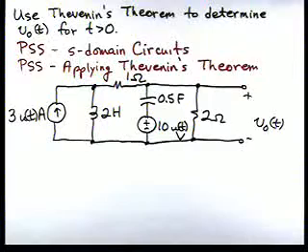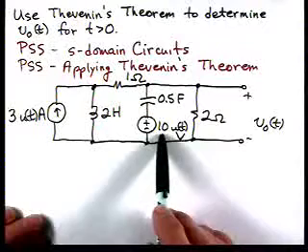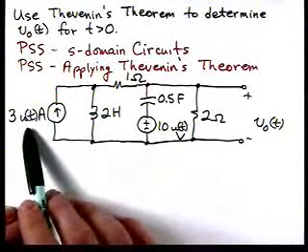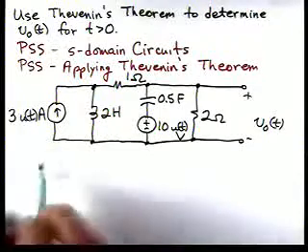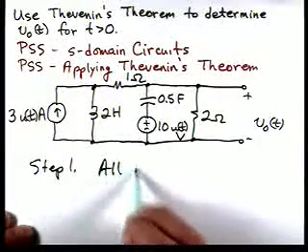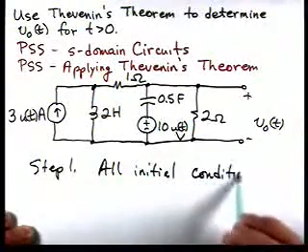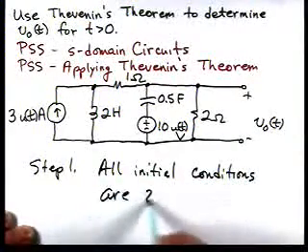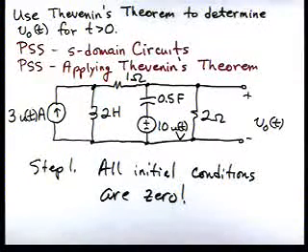And if we look at our circuit, note that the sources are multiplied by U of t, which says their value is 0 for t less than 0. So in calculating those initial conditions, since the sources are 0 for t less than 0, all initial conditions are 0. So that completes step 1. Now step 2 says draw the S-domain circuit.